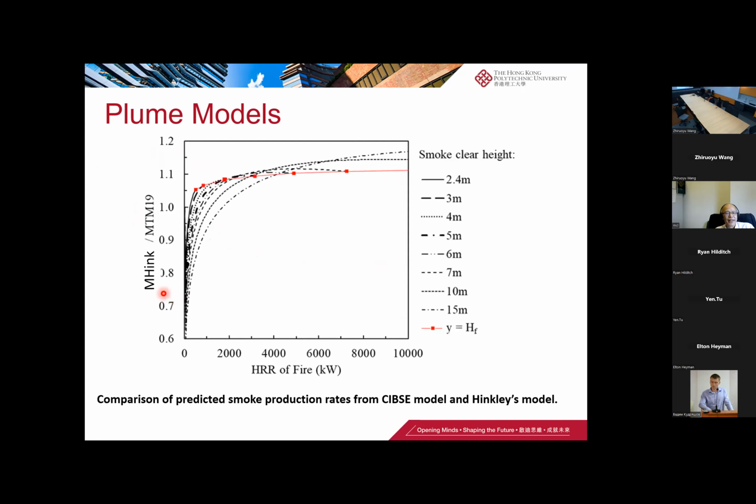And comparing the Hinckley model with the SIPC model, the situation becomes more complicated. But we can still see in most cases, the Hinckley model provides conservative results compared with the SIPC model.